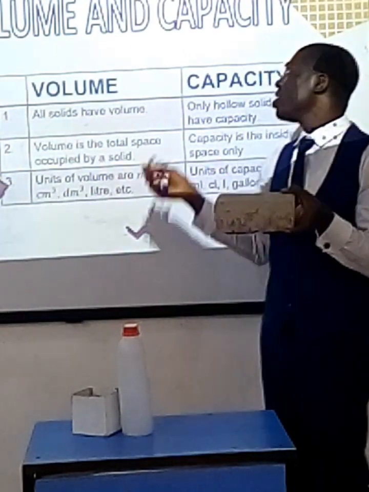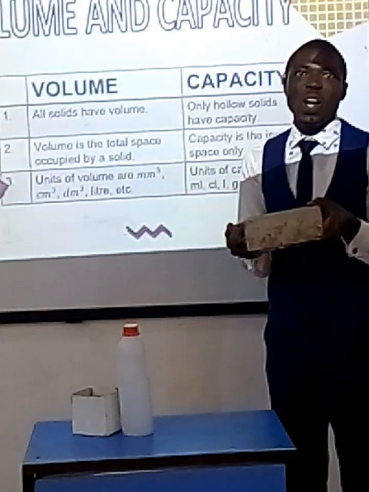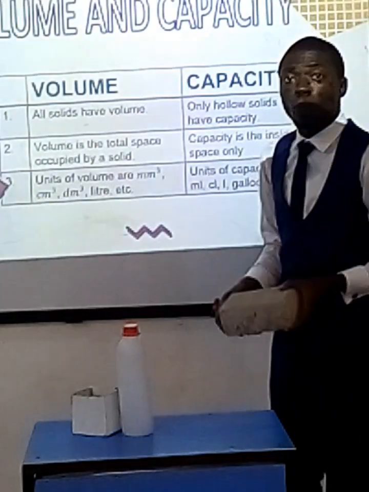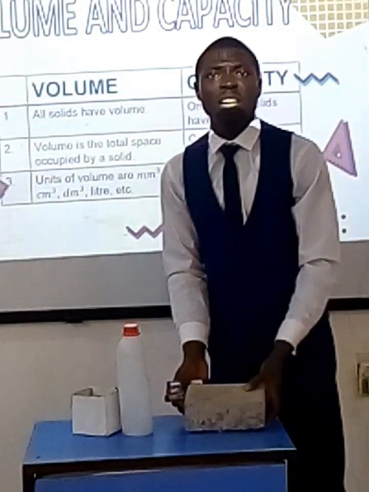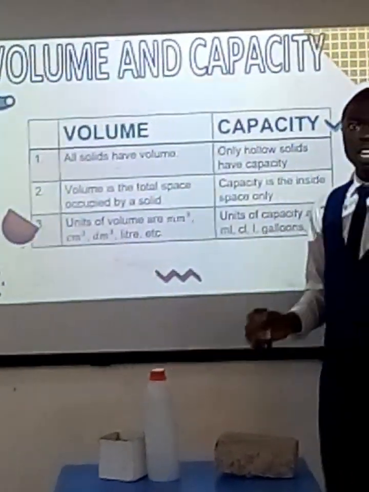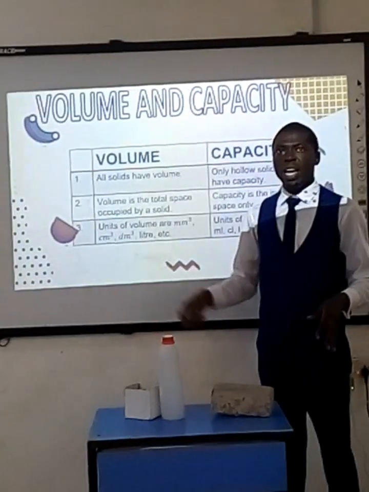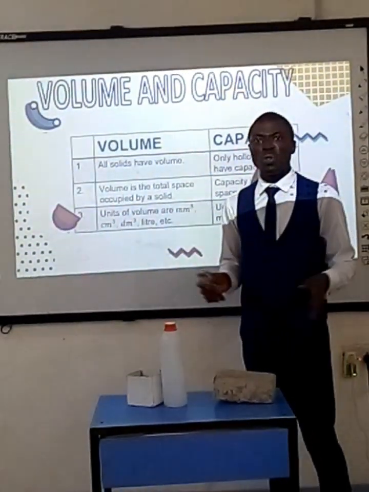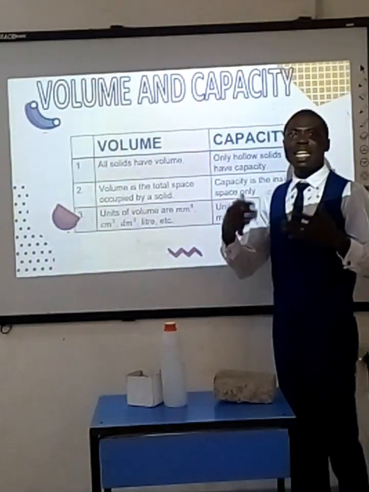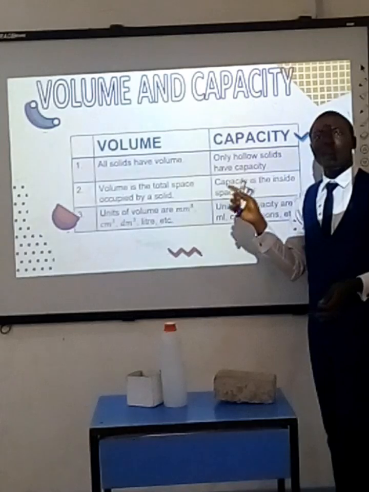A hollow shape is a shape that has a hole inside, or that has space inside, like your pocket, your plates, and several other examples in your houses. Once something is a solid, whether it is a knife, a plate, a spoon, or any physical thing you see around you, it automatically has volume. But only hollow shapes have capacity.